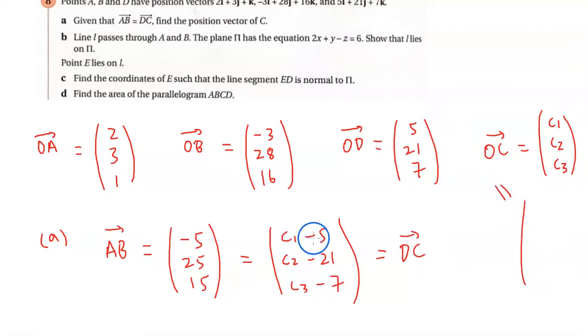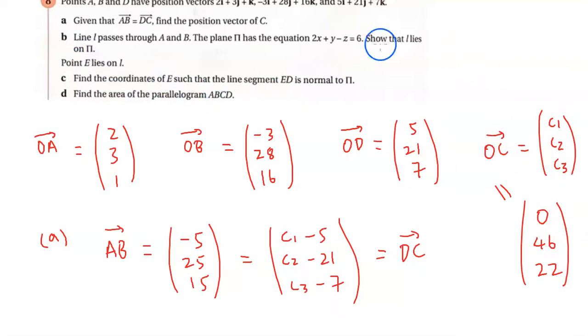And so clearly, C1 minus 5 equals -5, so C1 is equal to 0. C2 minus 21 is equal to 25, so that would mean that C2 is equal to 46. And then C3 minus 7 is 15, so C3 is equal to 22. Alright, moving on to part B now. So we found our position vector OC, so we've answered A.